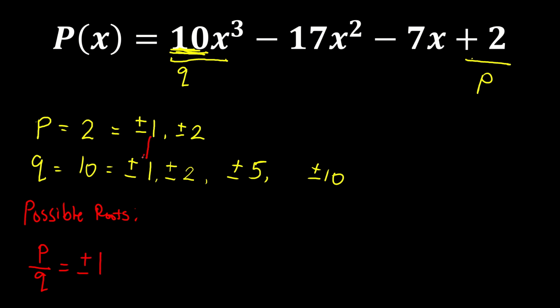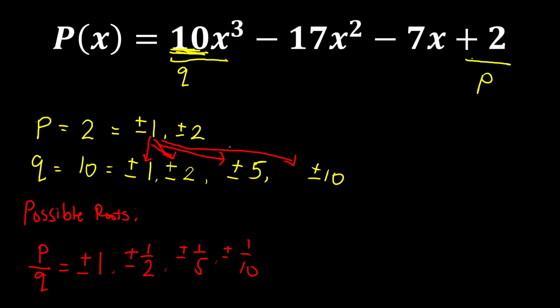Sunod, we have 1 divided by 2. So, fraction tayo. So, di ba we have positive, negative 1 over 2. Sunod, yung pangatlo naman. So, positive, negative 1 divided by 5. That is positive, negative 1/5. And lastly, yung pinakadulo, 1 divided by 10, so that is positive, negative 1 over 10.